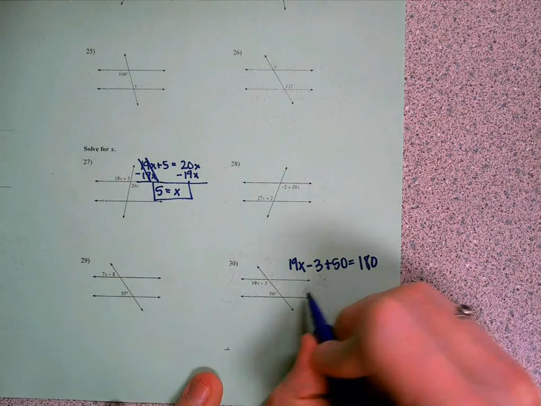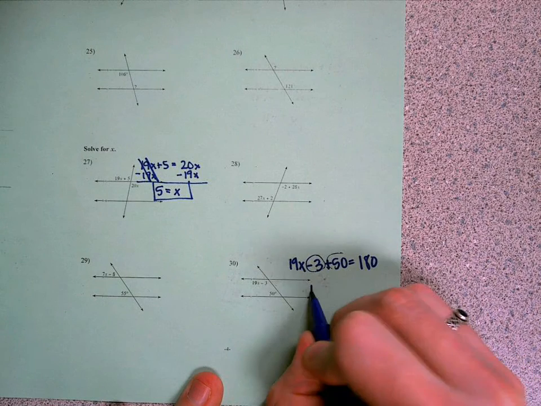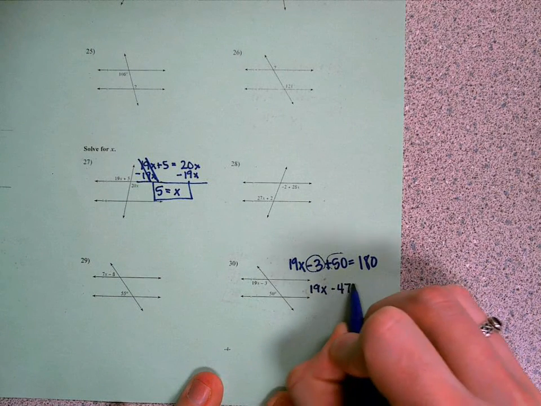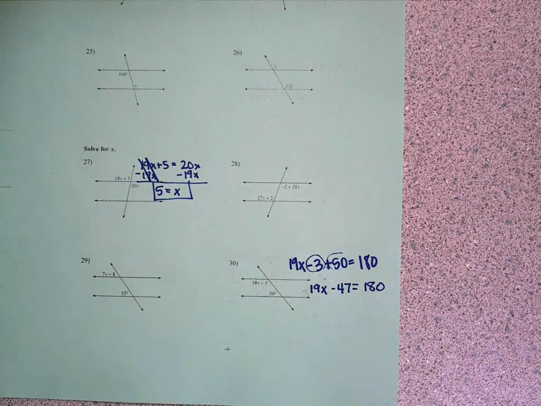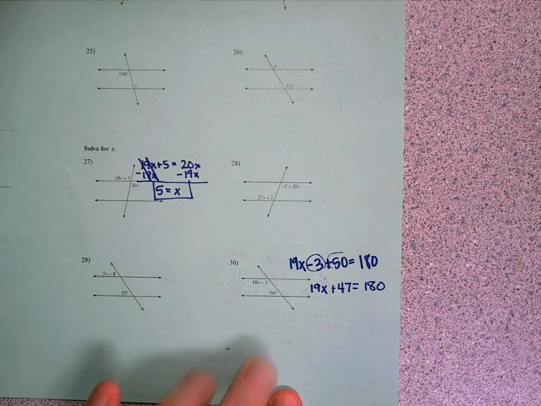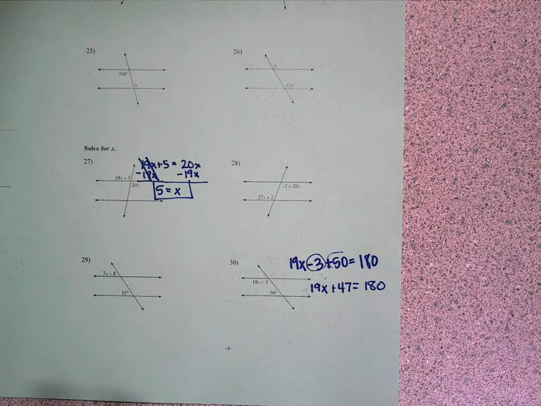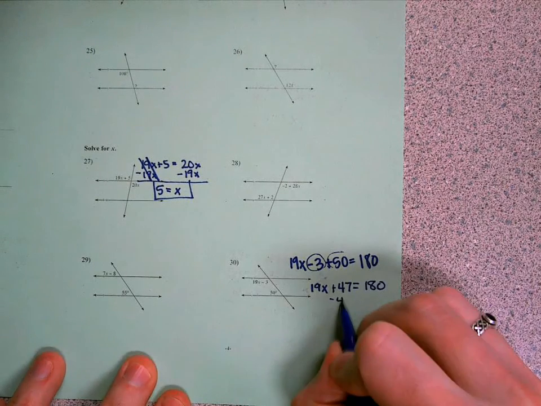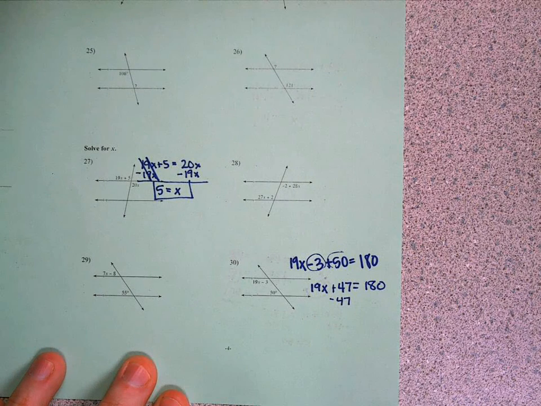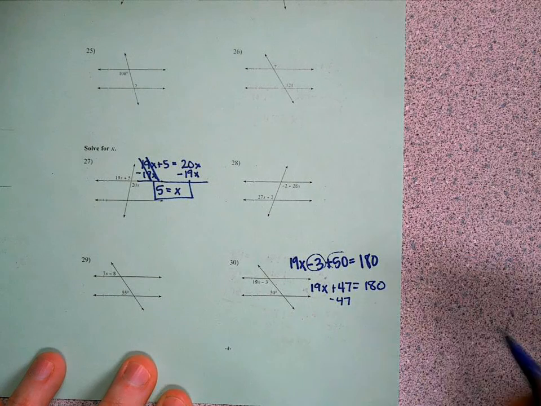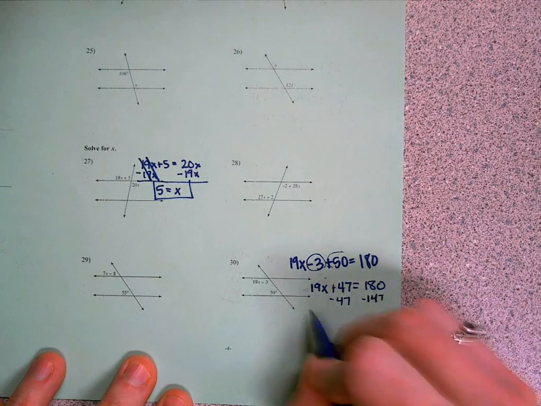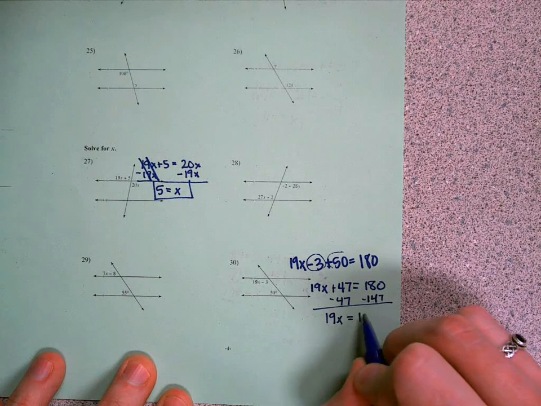So we can combine like terms, and we have a -3 and a 50. So this is 19x minus 47 equals 180. And then we have 180, we can add, sorry, this should be a positive 47, not a negative 47. 50 minus 3 is this positive 47, so we're going to subtract that 47. That's going to give us 133.